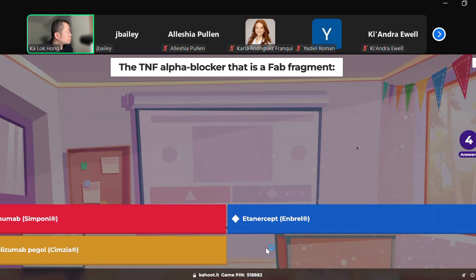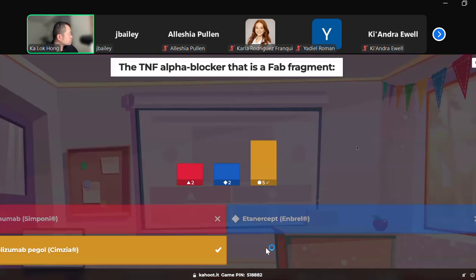Then, notable features of these biological agents. All right, yes, the only Fab fragments there. It's also pegylated because it's small, it's quicker to clear from the body, so you pegylate it to increase half-life in the body.